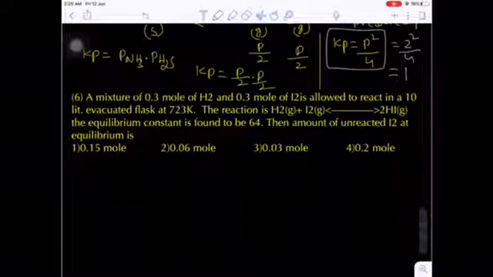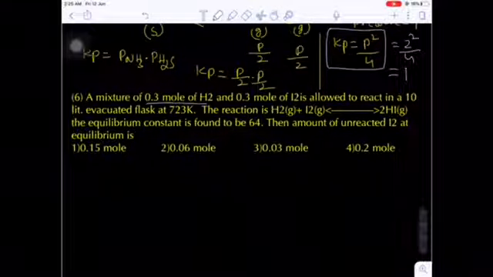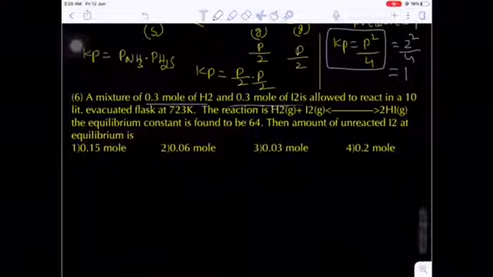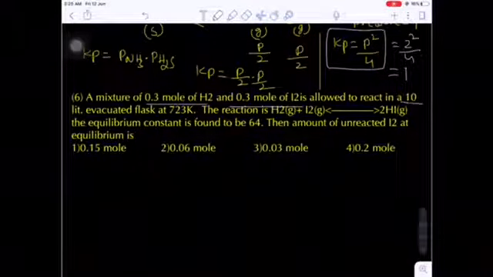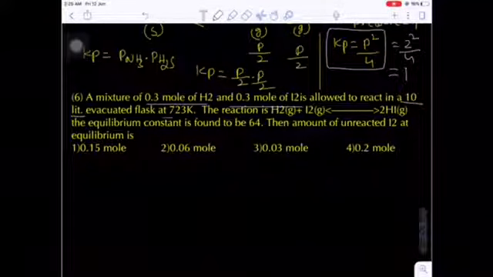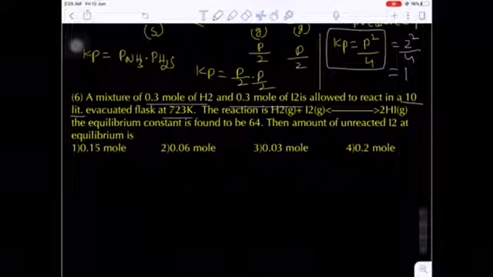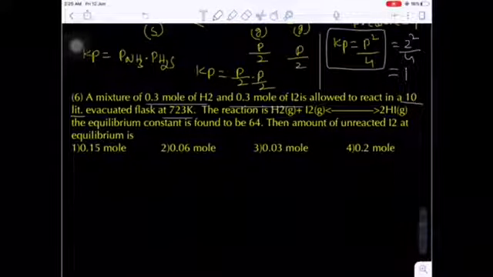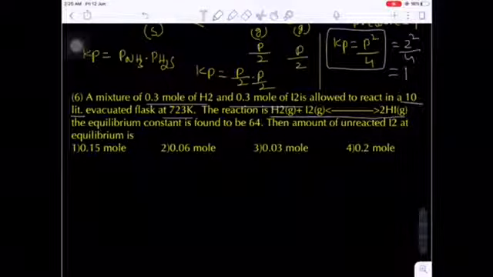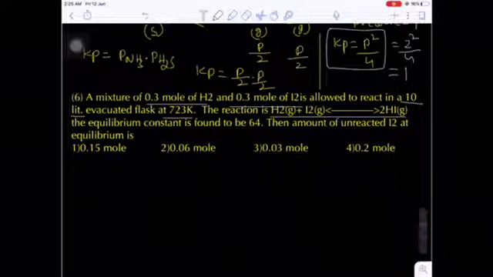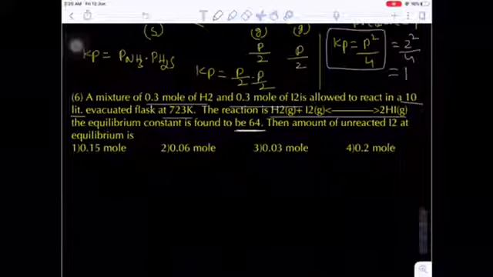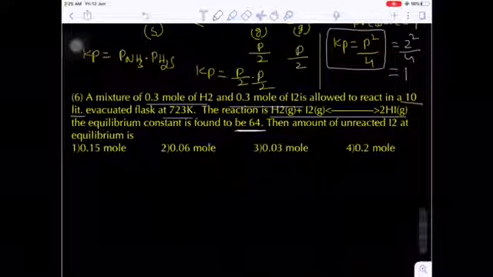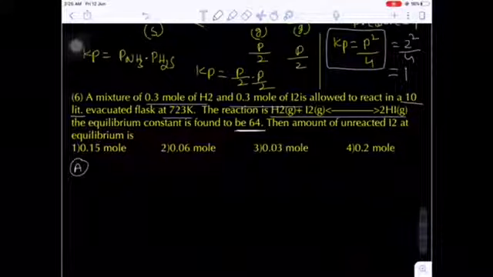A mixture of 0.3 moles of hydrogen and 0.3 moles of iodine is allowed to react in a 10-liter container at 723 Kelvin in an evacuated flask. The reaction is given: H2 plus I2 in equilibrium with 2HI. The equilibrium constant was found to be 64. Find the amount of unreacted I2 at equilibrium.